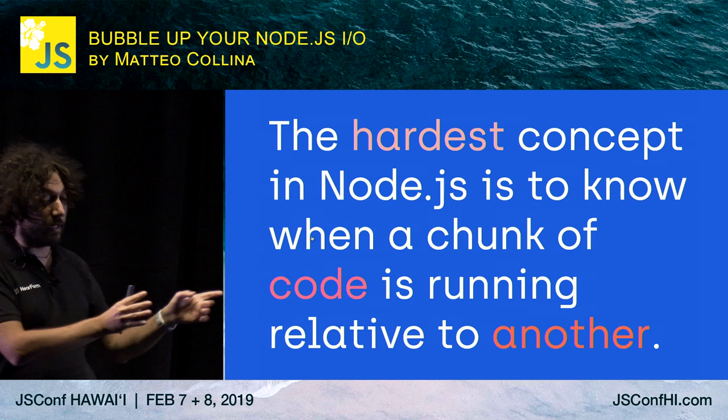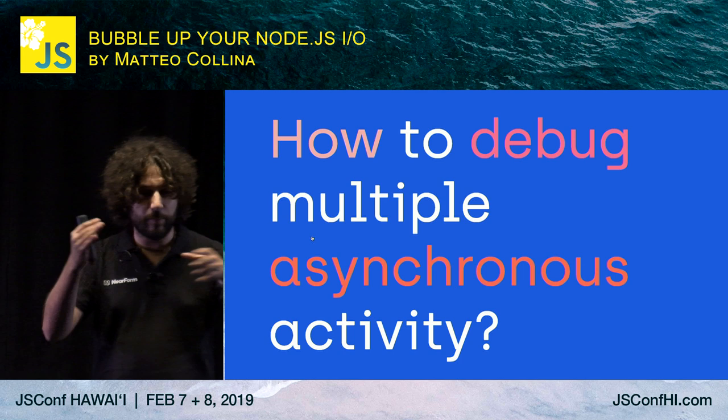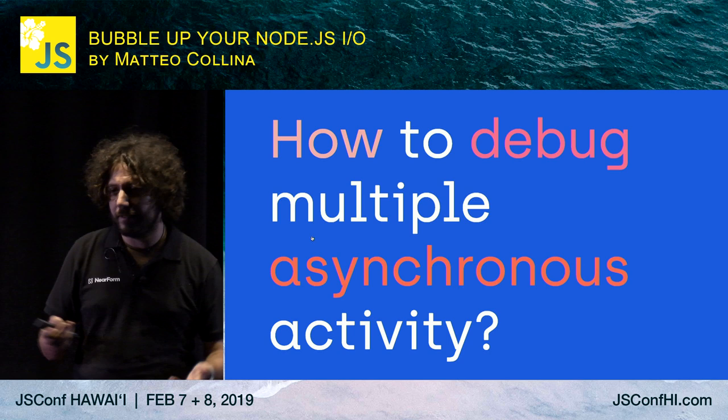So going back to the question, how to debug multiple asynchronous activity? How do we do this? Because we have multiple things happening. How do we handle a bad bug that is happening only when I'm calling three different routes at the same time, and the moon is aligning, and Mars is over there? I don't know. It really gets complicated. And oh, I don't understand what is happening in here.